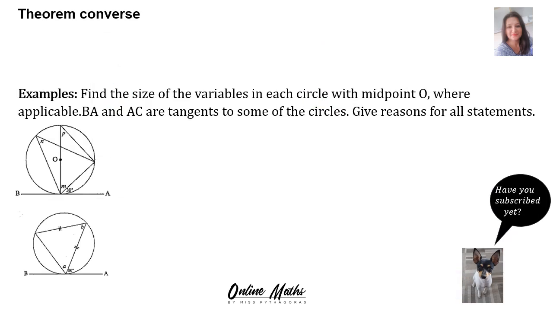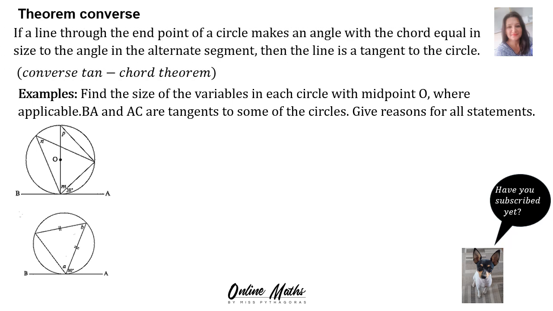Now let's start with the converse of the tan chord theorem. It says if a line through the end point of a chord makes an angle with the chord equal in size to the angle in the alternate segment, then that line is tangent to the circle. And the abbreviation is, it's the converse of the tan chord theorem. And we're going to use this theorem to prove that a line is in fact a tangent. Now let's start with a couple of easy examples first.